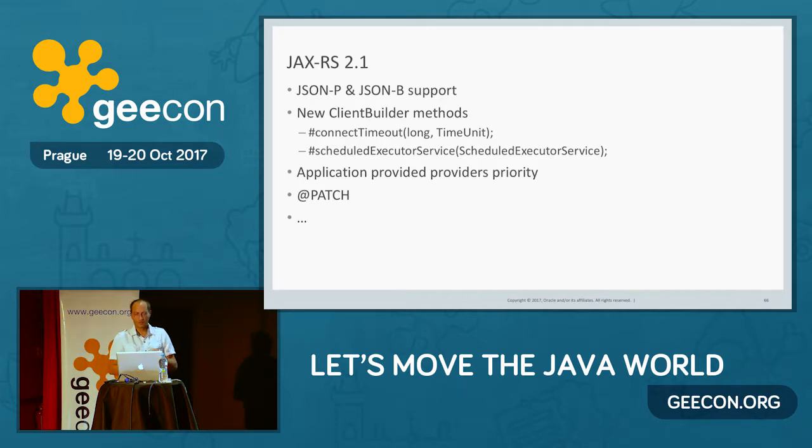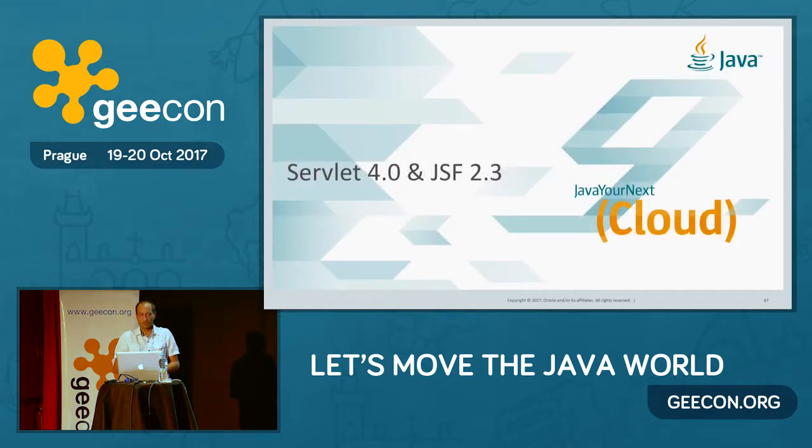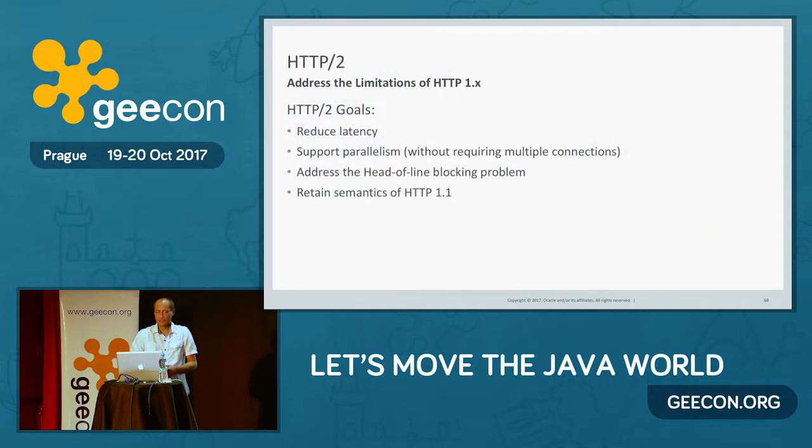A few more improvements, as I've mentioned, were tied to JSON-B support, a few new methods, support for the PATCH HTTP operation. Servlet 4.0 and JSF 2.3. The main, or most visible, user-visible improvement in Servlet 4.0 is support for the HTTP/2 protocol, which has been created to address some limitations of HTTP 1.x. Basically, the main goals were to reduce latency, support parallelism, address the head-of-line blocking problem, and one of the most important goals was to retain the semantics of HTTP 1.1.